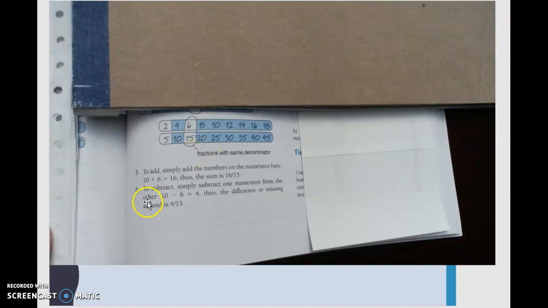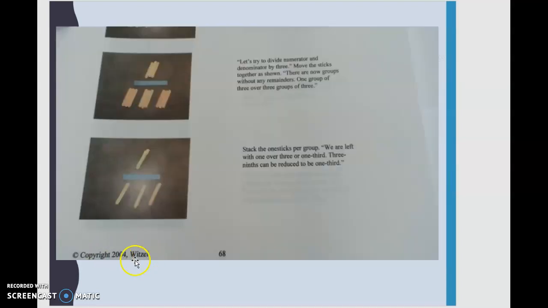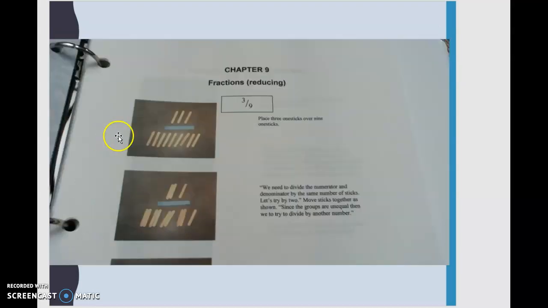You're welcome. To subtract, simply subtract one numerator from the other. So 10 minus 6 equals 4. So the difference, or missing addend, is 4/15. Isn't that super cool? I am blown away by how cool this is. This was from a book by Brad Whitzel. He's actually up at Winthrop, I think. I worked with him years ago, but this is a book I happened to find that I had on my shelf from 2004, apparently.